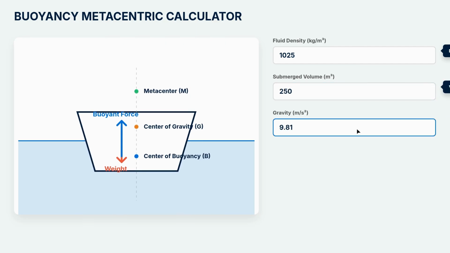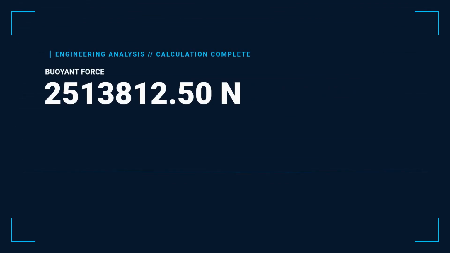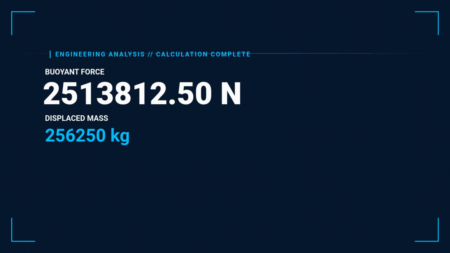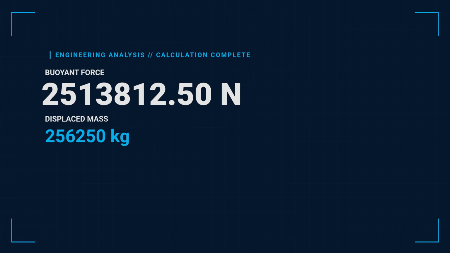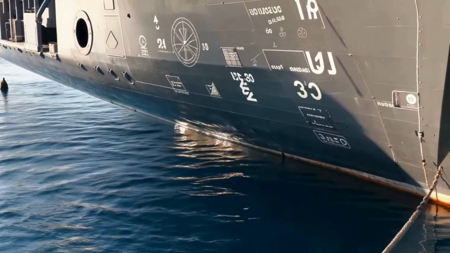The calculator returns 5 critical outputs. Buoyant force equals 2,513,812.50 newtons or 2513.81 kilonewtons. Displaced mass equals 256,250 kilograms. Equivalent displacement shows 256.25 tons.